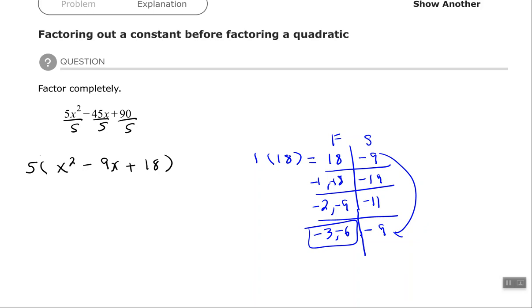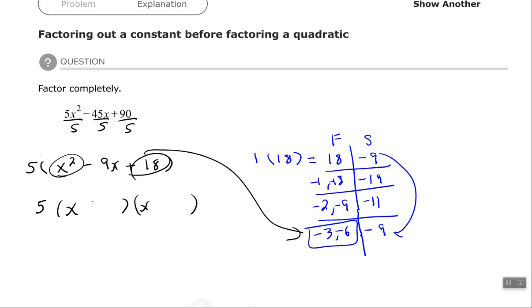Okay, so come back over here. Let's write the answer out. Two sets of parentheses. Split up the first term in the first place in each set of parentheses. Split up the terms that we just found for the last term in each set of parentheses here.